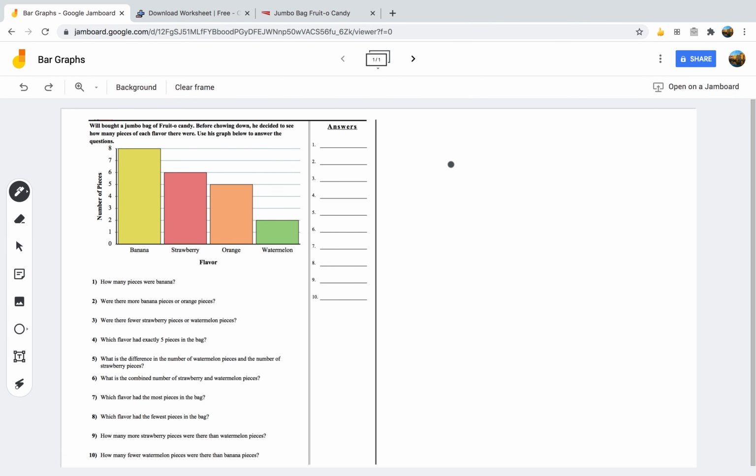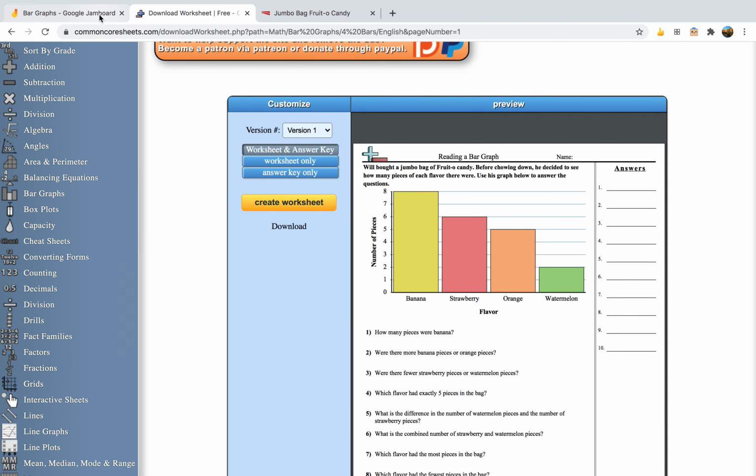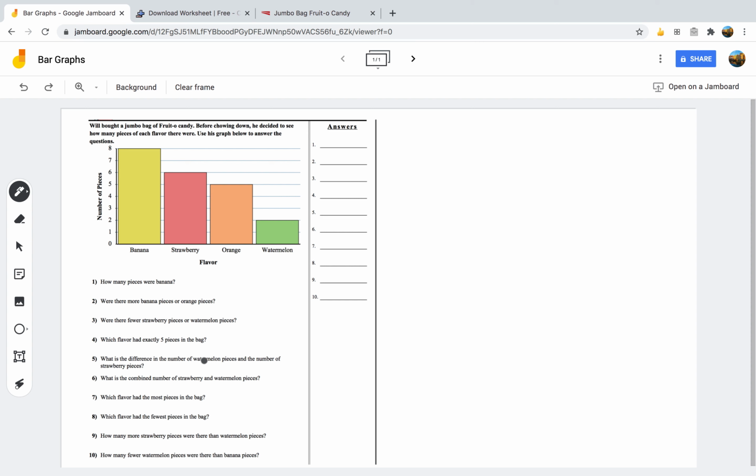Alright, hi everyone. Today we're gonna go over bar graphs. The way I found this worksheet was I looked up bar graphs, Common Core, and I clicked on the first result. If you click on the first pathway for everything, you'll get to this thing here, and you can follow along. But I'm also gonna show it up here.